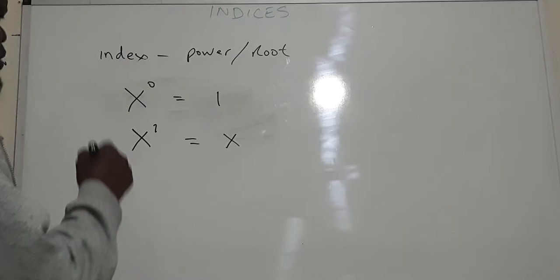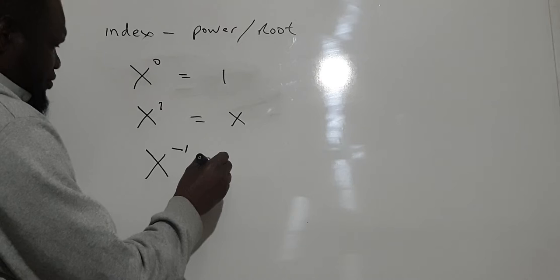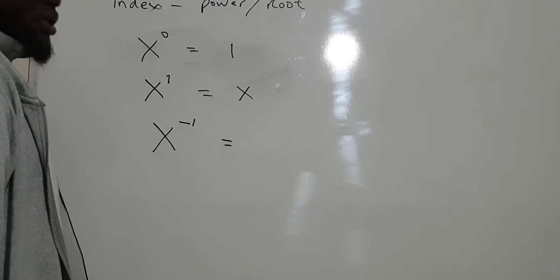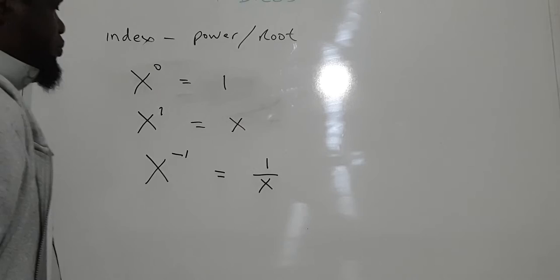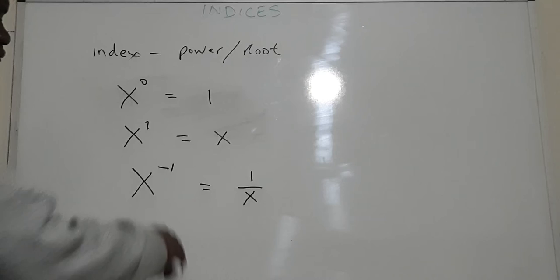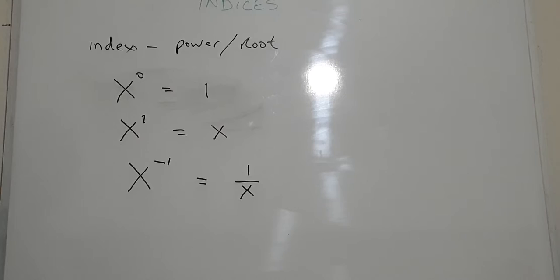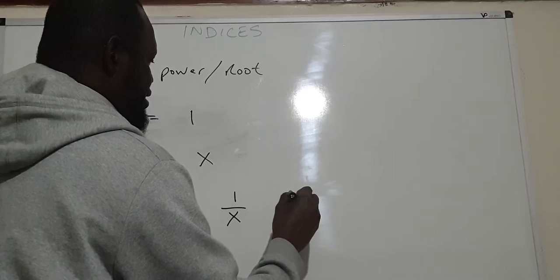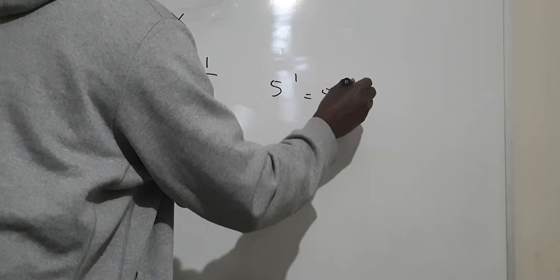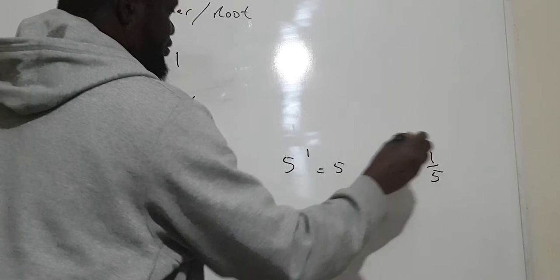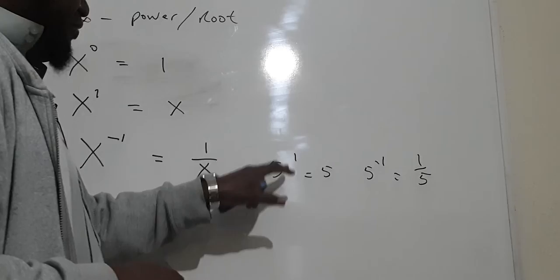Now, when you have x to power minus 1, that will be different. Anytime you say minus, know that it's a fraction, 1 over that thing. Whatever you see, minus, if you want to analyze it, it means 1 over x. Same thing, if I say 5 to power 1 will be 5 itself. But 5 to power minus 1 will be 1 over 5. You see the difference? 5 to power 1 means 5 itself, but 5 to power minus 1 means 1 over 5.